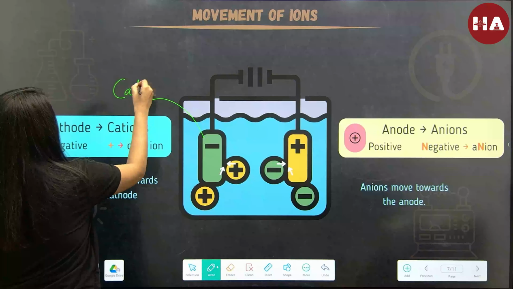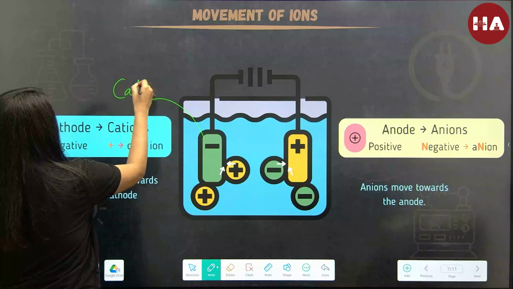And it will attract what? Cations. There is a mnemonic also to remember this. The mnemonic is PANIC, P-A-N-I-C, which says positive is anode and negative is cathode. Okay, this will help you to remember, right?